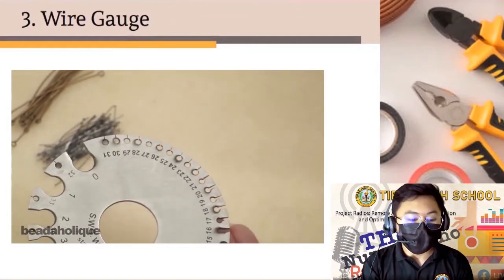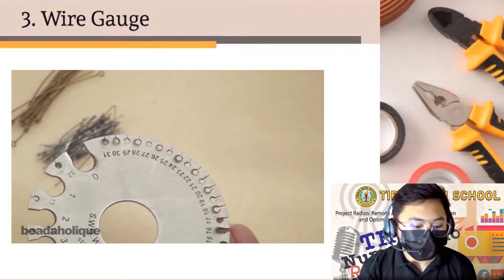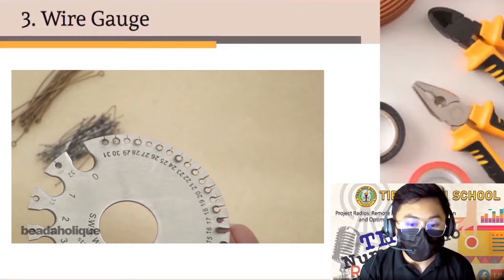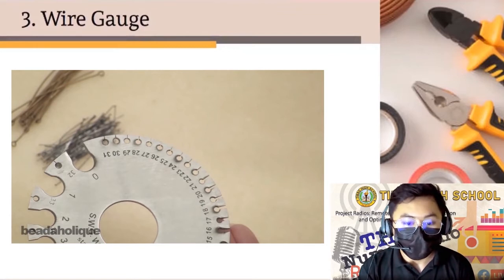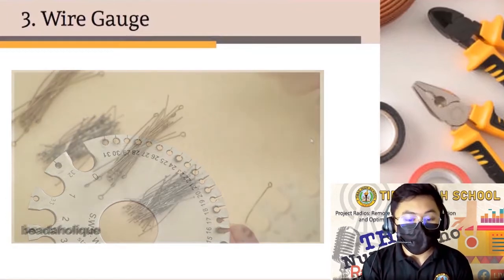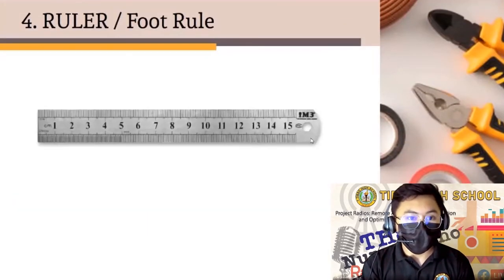Meaning lang nun, ang size ng wire na sinukatan mo ay yung huling space na nakadaan siya, which is 21. And yun yung sukat ng wire na sinukatan mo, 21 gauge. So, ganun lang kadali ang pagsukat ng wire gamit ang wire gauge. Are we clear on that? Very good. Now, let's move on to the fourth one, which is yung ruler or foot rule.